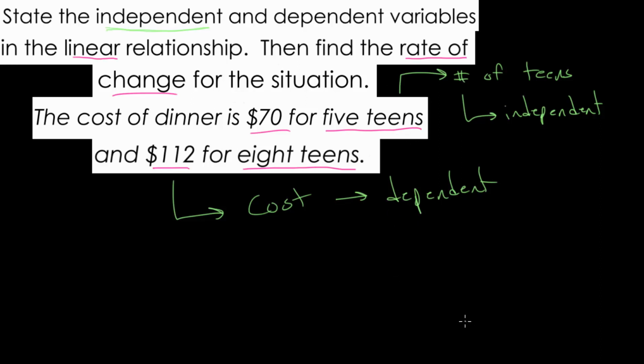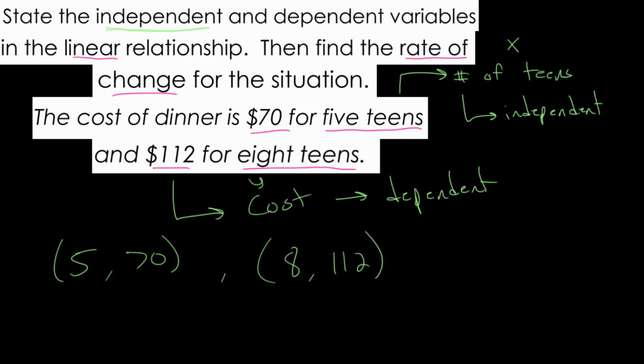Now that we've decided which variables are which, we can determine what the rate of change is. Since we know this is a linear relationship, we are given two different data sets, or essentially two different coordinate points. If we call this our x variable and the cost our y variable, then our first coordinate point would be 5 teens costing $70, and our second coordinate would be 8 teens costing $112. So these are 2 points on a line, and to find the rate of change, we effectively just need to find the slope of that line.